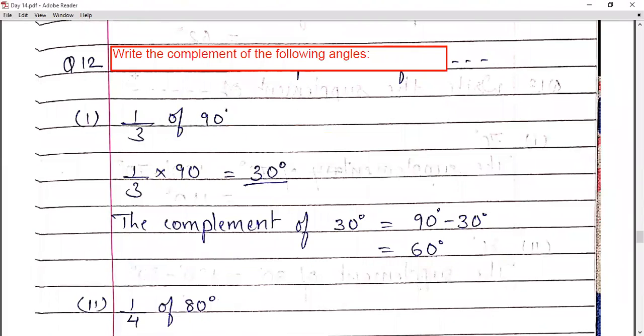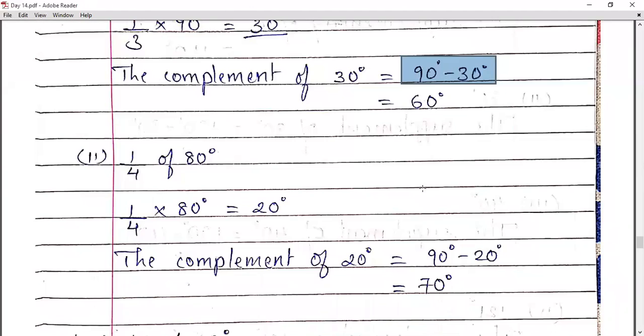Question number 12 is, write the complement of the following angles. Again, I am reminding you, complementary angles are two angles whose sum is 90 degrees. If you need to find the complement of one angle, then you need to subtract it from 90 degrees. So, 1 by 3 of 90 degrees. Of means multiplication. So 1 by 3 multiplied by 90 will be equal to 30 degrees. Hence the complement of 30 degrees is equal to 90 minus 30 degrees, that is equal to 60 degrees.